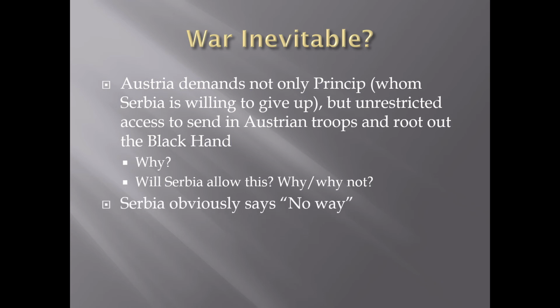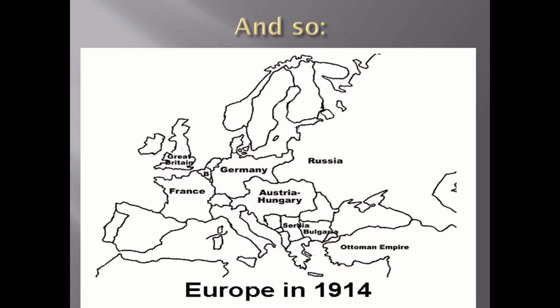And Serbia says, absolutely, of course we're not going to let you do that. You've had your eye on us for a long time. You want to take this territory. This is just an excuse for you to do so. So Serbia says no. And this is when we have Austria declare war on Serbia. So that's going to be our first declaration of war.